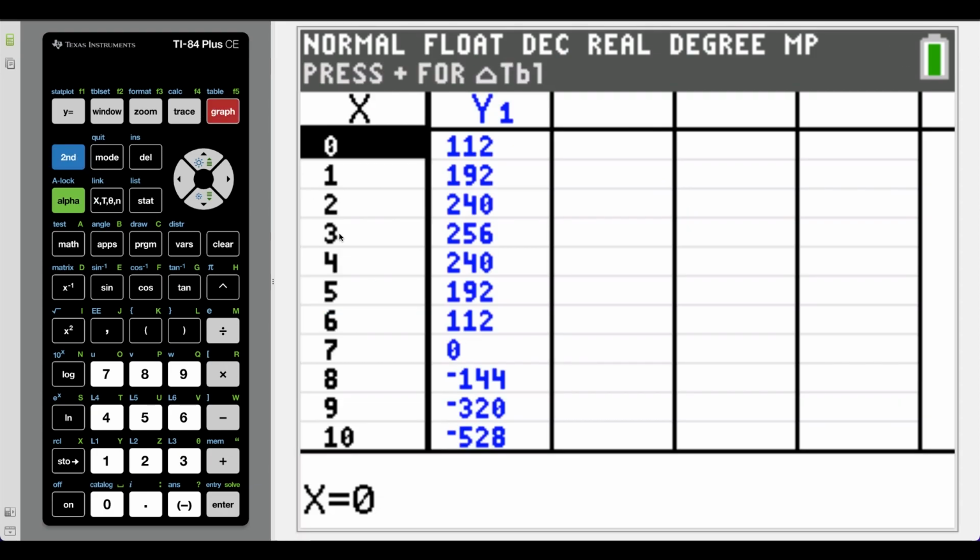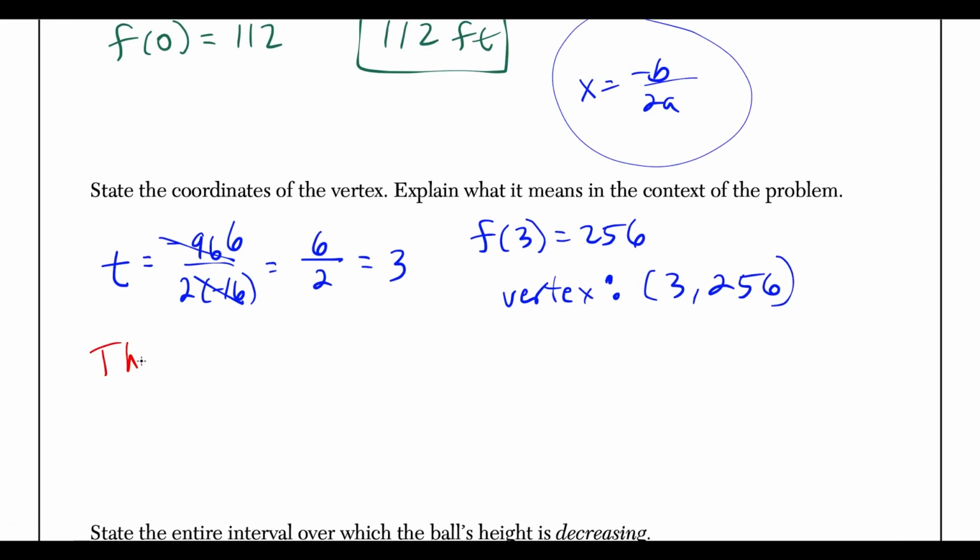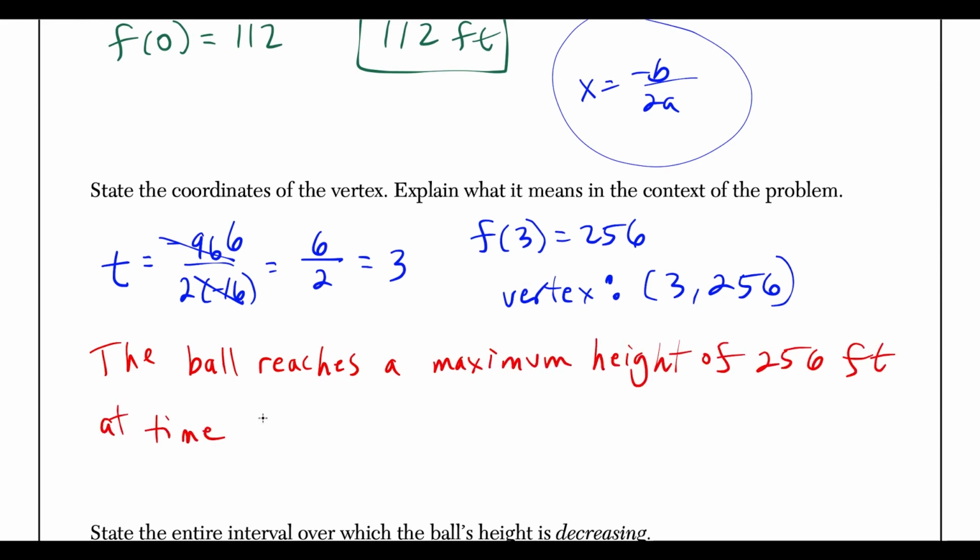So what I could do is go to the table, and at t equals 3, the height is going to be 256. So I could say here f of 3 equals 256. So for the vertex, we'll just state the coordinates. The vertex is (3, 256). And what does this represent in the context of the problem? That's the maximum height the ball reaches. Now, I like to include units in my answer because you never know how strict the person grading your paper is, but this would capture the meaning of the vertex in the context of the problem.